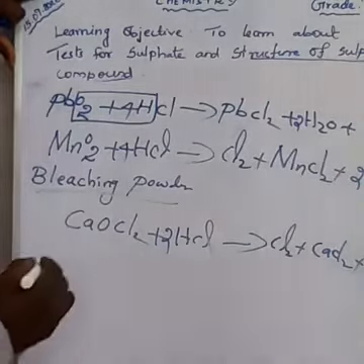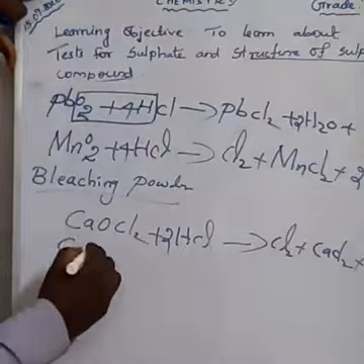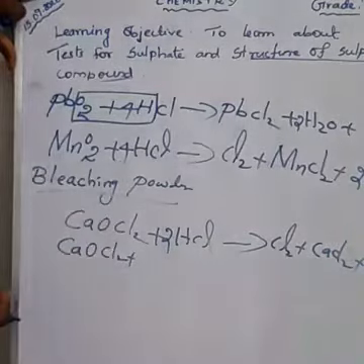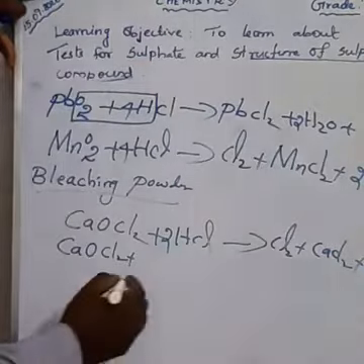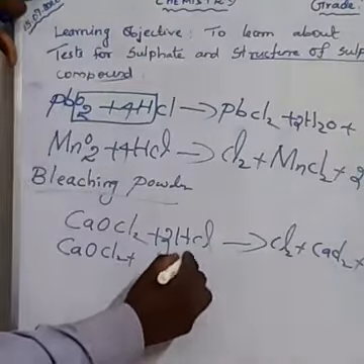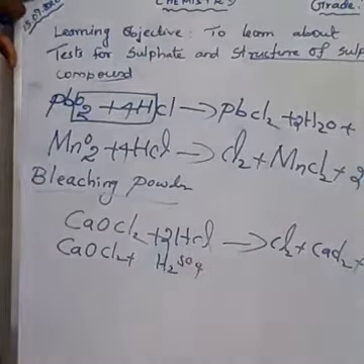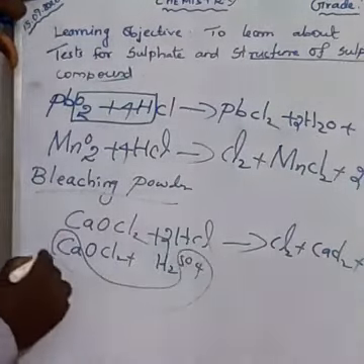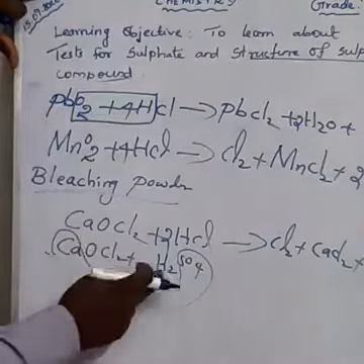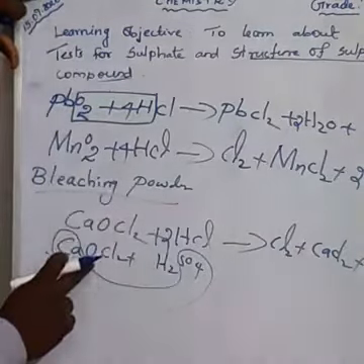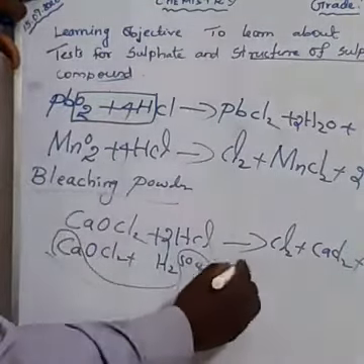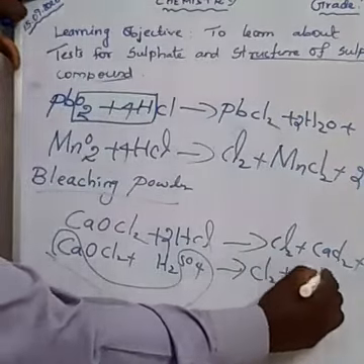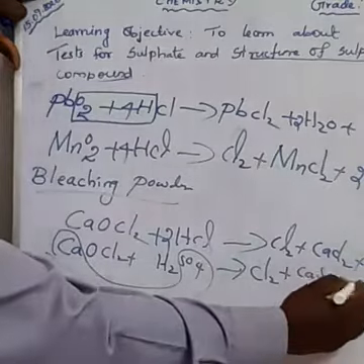Next, calcium oxychloride, that's bleaching powder, with the king of acid, sulfuric acid, H2SO4. What's the product? Calcium combines with sulphate to form calcium sulphate, and hydrogen combines with oxygen to form water, and also chlorine is obtained. Cl2 plus calcium sulphate plus water.